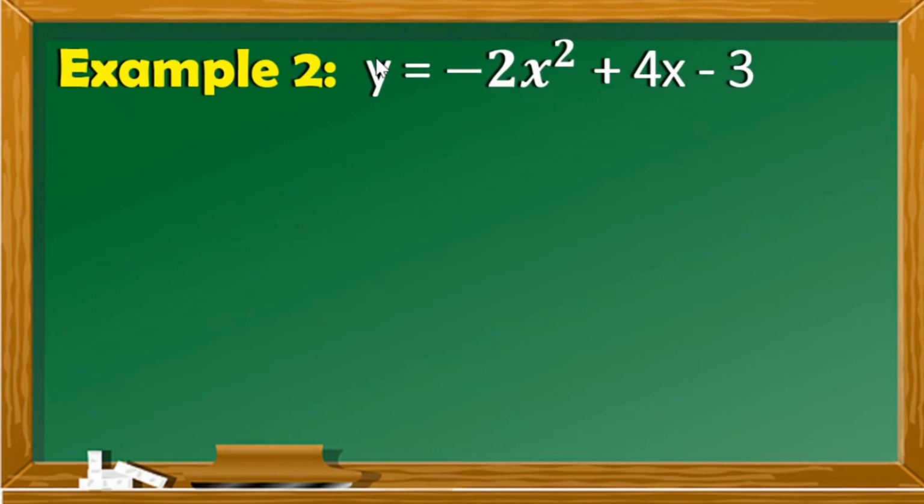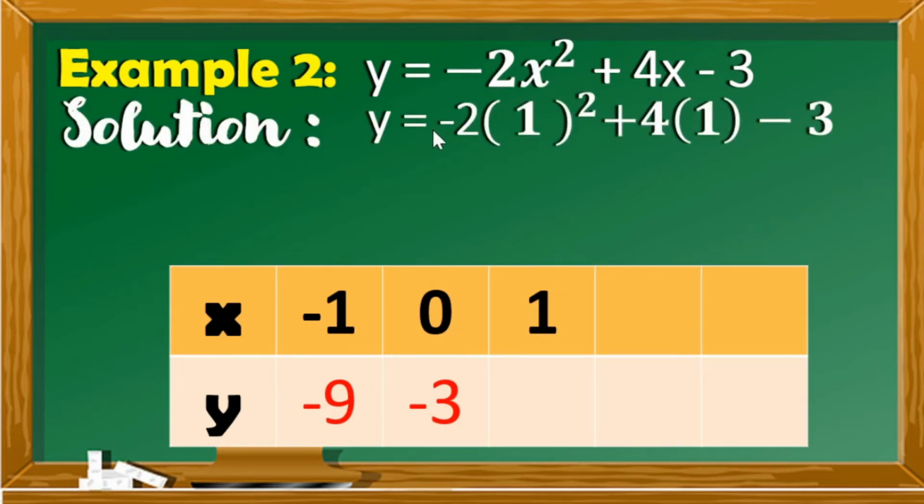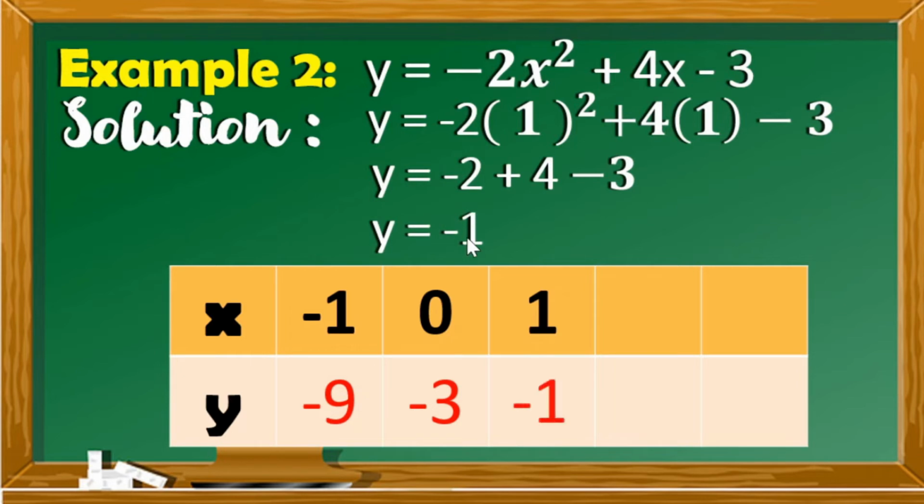If x is equal to positive 1, replace all x by 1 and simplify. Showing our solution, y is equal to negative 2 times the quantity of 1 squared plus 4 times 1 minus 3. The quantity of 1 squared is 1 times negative 2 is negative 2. 4 times 1 is 4, minus 3. Performing the operations, y is equal to negative 1.